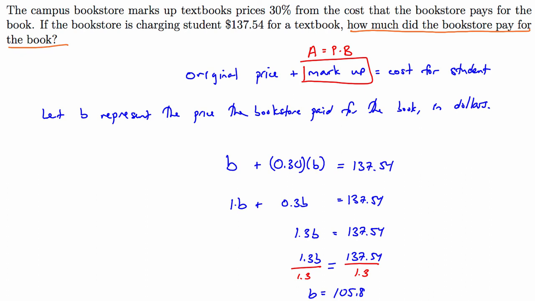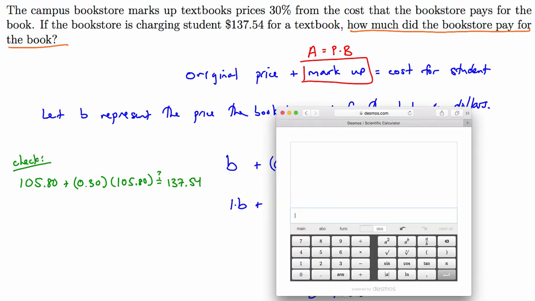At this point, we definitely want to check that this is going to be the correct answer. To check it, I'm going to go back to the original wording of the problem. The bookstore bought a book for $105.80, and then they added 30% of that 105.80. The question is, does that actually give us the student book price of 137.54? We'll bring our calculators out, and we'll type this in: 105.8 plus 30%, 0.3 times 105.8. And we can see that the calculator is returning 137.54 as the marked up price.